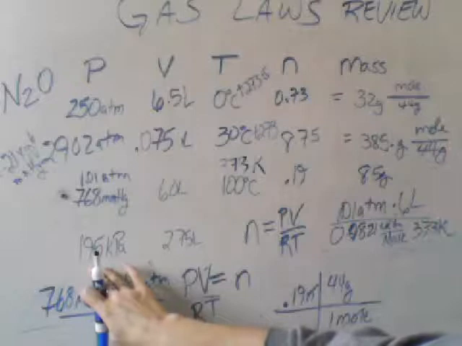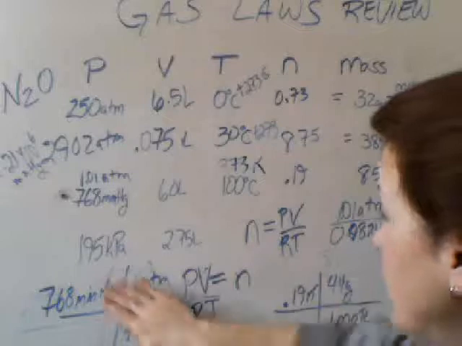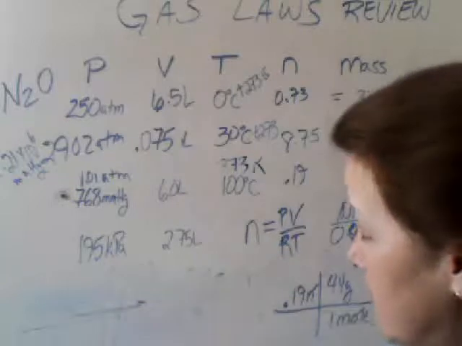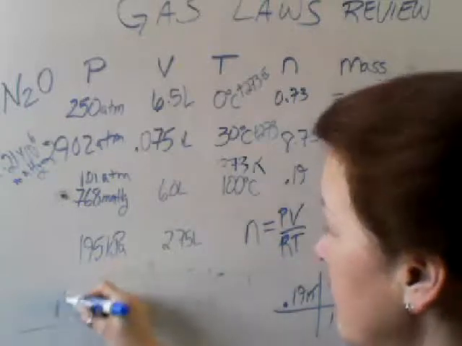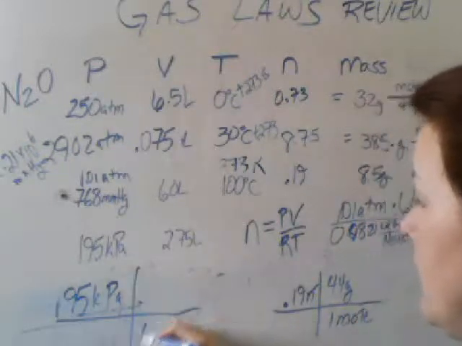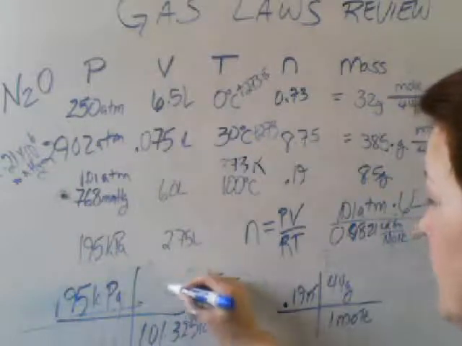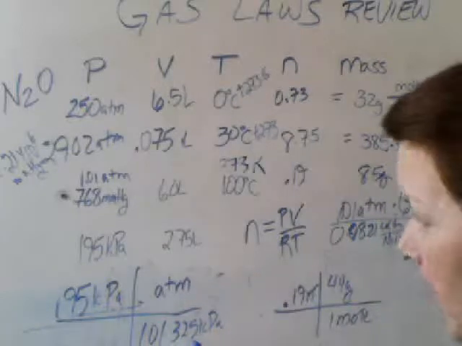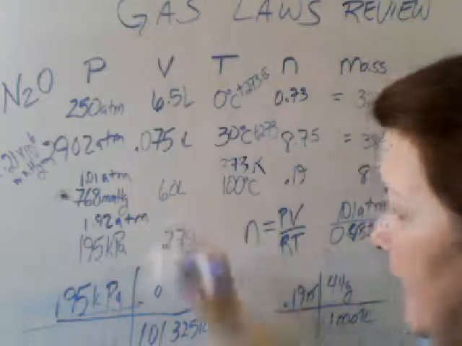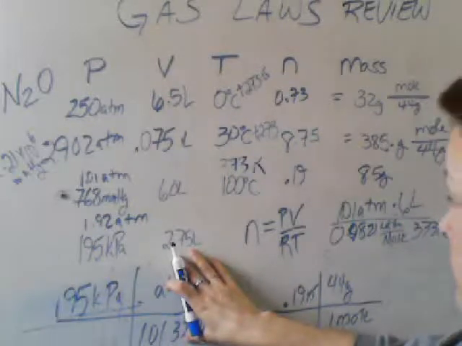So once again, we want to check our units. Kilopascals needs to convert to atmospheres. And so we know that when we have 195 kilopascals, and we know that we have 101.325 kilopascals in an atmosphere, that converts to 1.92 atmospheres, and we have our units in liters.